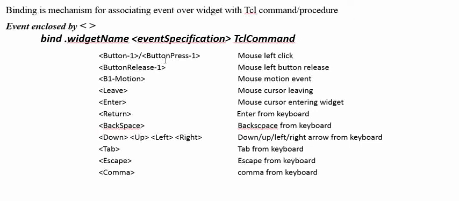The few most popular events are Button-1 or ButtonPress-1 with the mouse, ButtonRelease by releasing the left button of the mouse, B1-Motion that provides the event by the motion of the mouse, and Leave and Enter. These are the events provided by the cursor. Return is one of the events provided by the keyboard, that is pressing the enter key. Similarly, we have BackSpace, arrow, Tab, Escape, comma. These are events provided from the keyboard. So whenever these events occur over this particular widget, this specific TCL command will be executed.